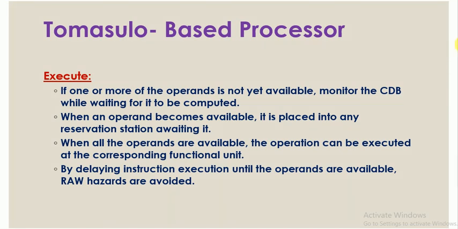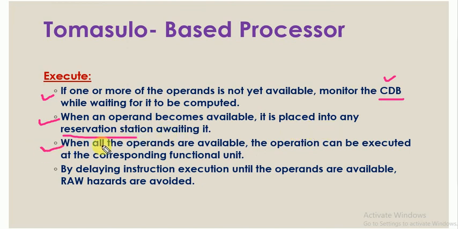Now the next step is execute. In the execute stage, if one or more of the operands is not yet available, just look at the common data bus. Wait for the result that is received through the common data bus. When an operand becomes available, it is placed into any reservation station awaiting it. So some instructions within the reservation station are waiting for a particular operand. If that is currently available, place it into the corresponding reservation station.